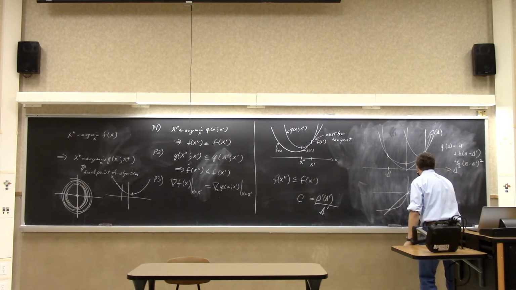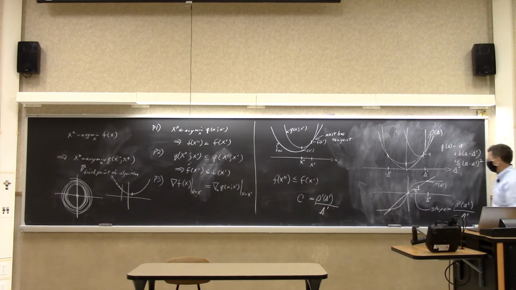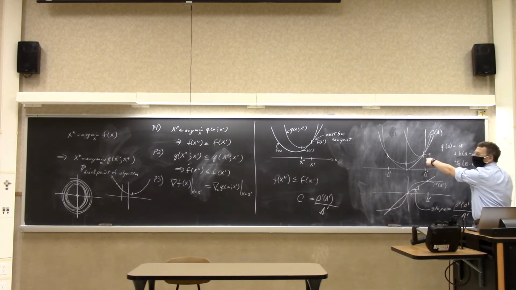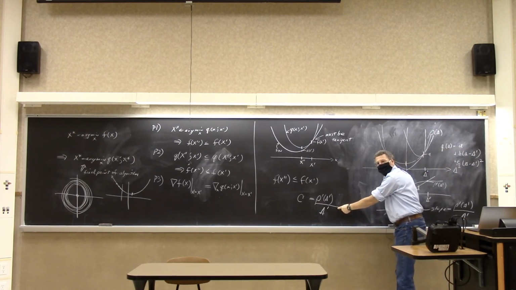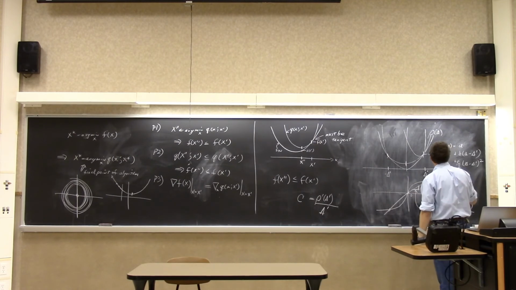So the slope is equal to rho prime of delta prime over delta prime, right? And the slope is the second derivative, which is exactly C. So C has got to be equal to this. Now, B, I don't even care about. Why do I not care about B? Oh, B at 0 is 0, so B is 0.